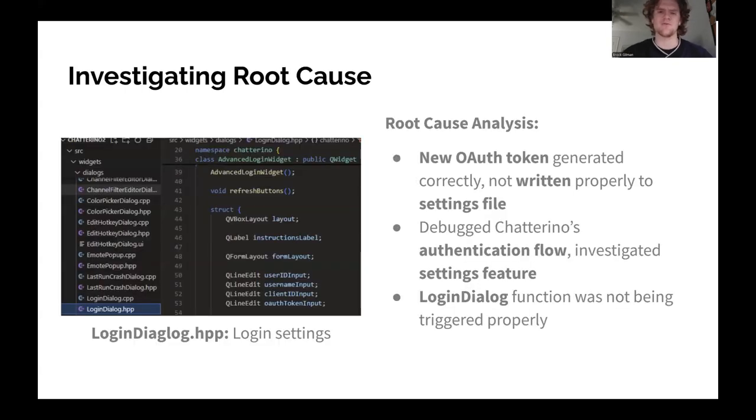This led me to root cause analysis and gaining an understanding of where I could start delving into debugging. Again, to review, the new OAuth token generated correctly, but just wasn't written properly in the settings file. This allowed me to narrow it down to the login dialog function and Chatterino's authentication flow, where I investigated the settings. Here you can see we have our user ID, name input, client ID, and then, bang, our OAuth token input.